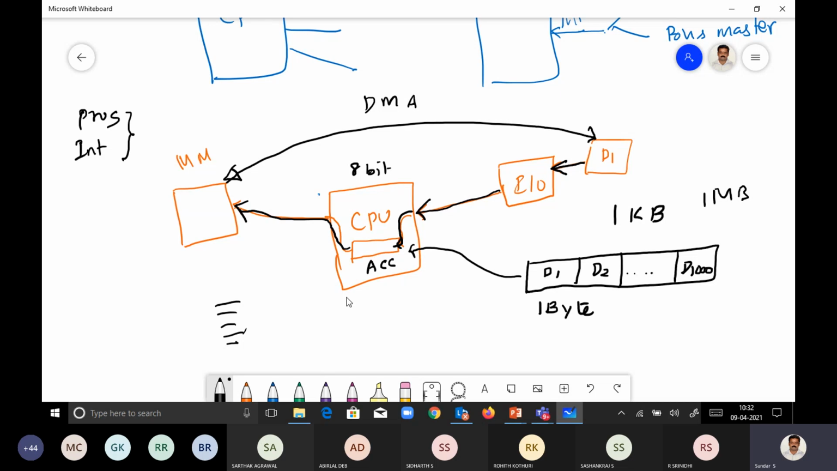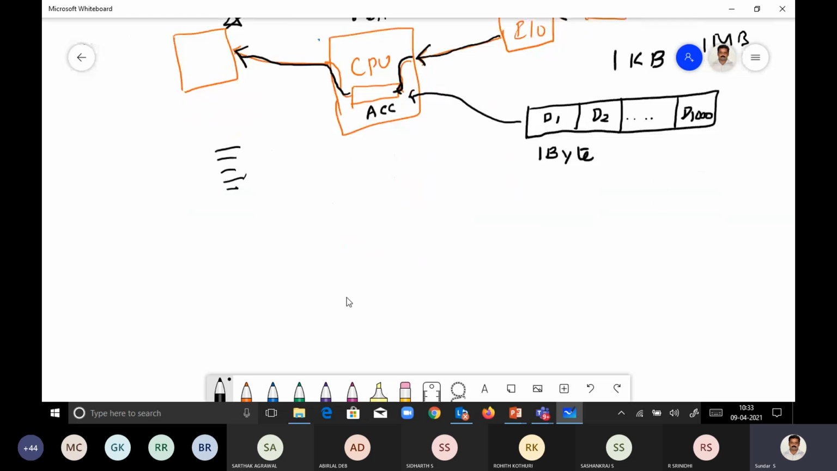So without involving the processor, devices can directly talk to memory, or memory can directly talk to devices, and this scheme is called direct memory access. Okay, so to implement direct memory access, what are the steps to take? Number one, we need a direct memory access controller.